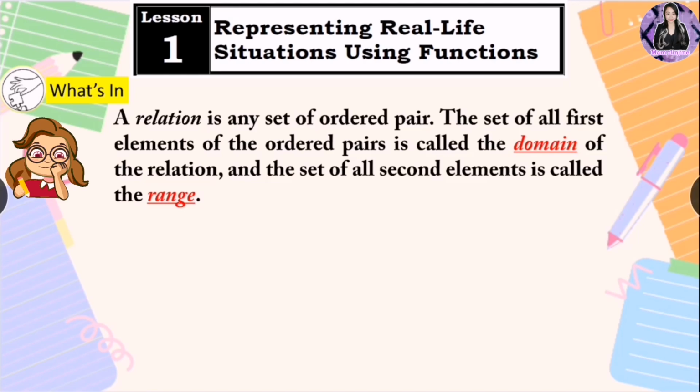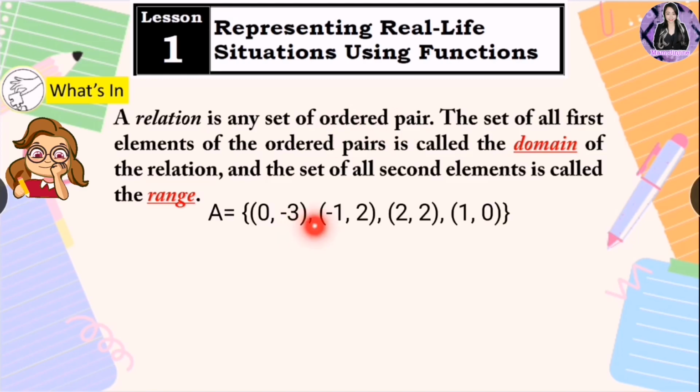A relation is any set of ordered pairs. When we say ordered pair, we have x and y coordinates. For example, we have set A equals {(0, -3), (-1, 2), (2, 2), (1, 0)}. This is what we call a relation with a set of ordered pairs.